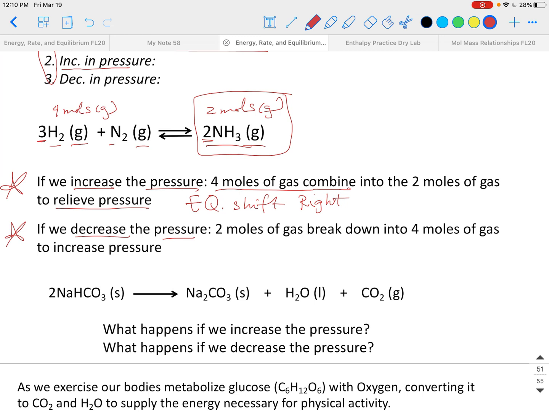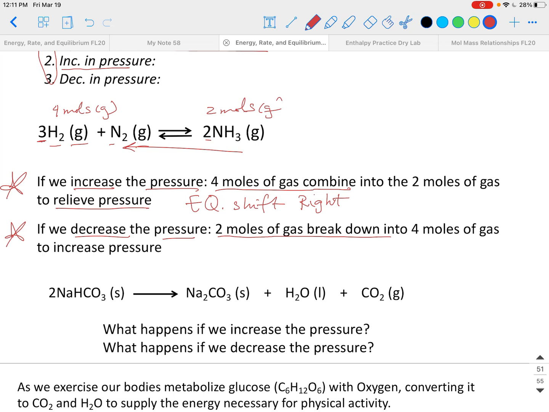Next statement, if we decrease pressure, 2 moles of gas break down into 4 moles of gas to increase pressure. So let me erase my little box. So here we are decreasing pressure. What's going to happen is the 2 moles of gas are going to break down into 4 moles. So we're going to literally run the reaction this way, decompose ammonia into hydrogen and nitrogen, so that we have 4 moles of gas. 4 moles of gas inside that container is going to apply more pressure to the walls than 2 moles.